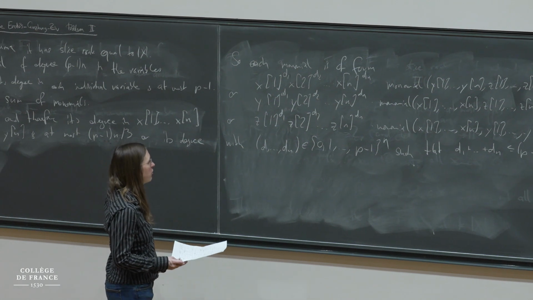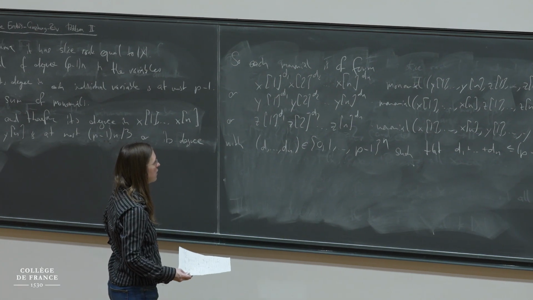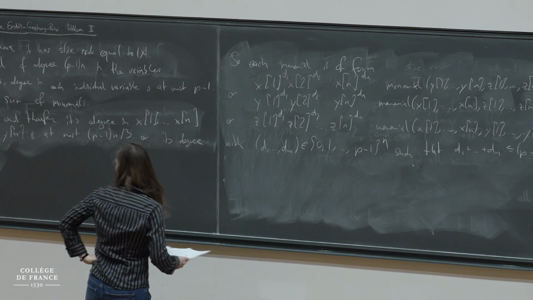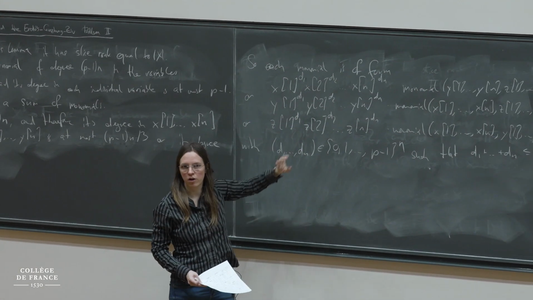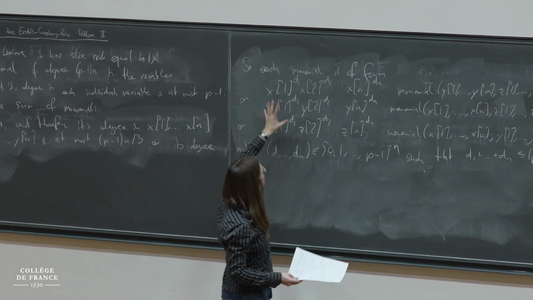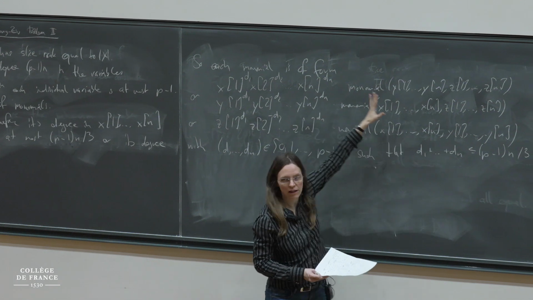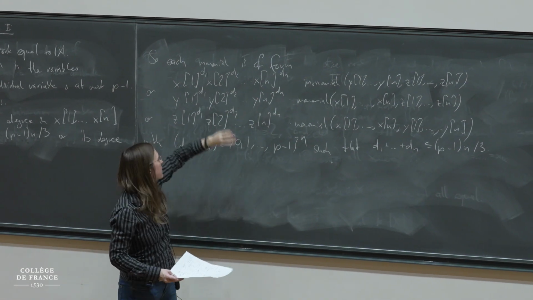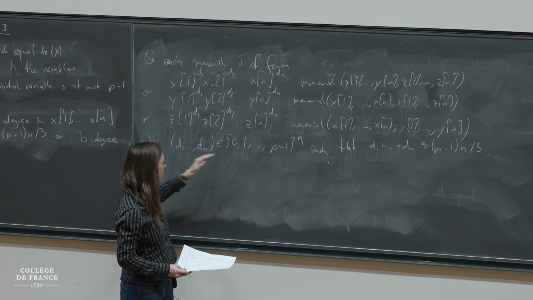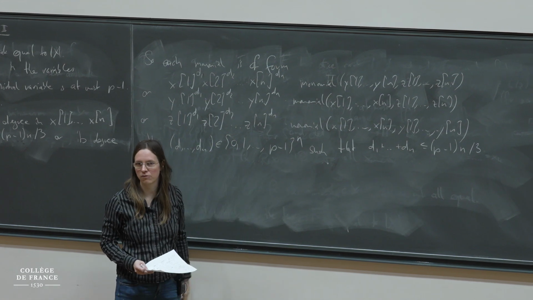In one of these three forms with these conditions on D. And so if you do that now, for every monomial of f of x, y, z, writing it in one of those forms, then you'll see that you always have this first factor and then some second factor. And some of the monomials will have the same first factor, because there's only these three types, and there's only a certain number of options for D1 to Dn.